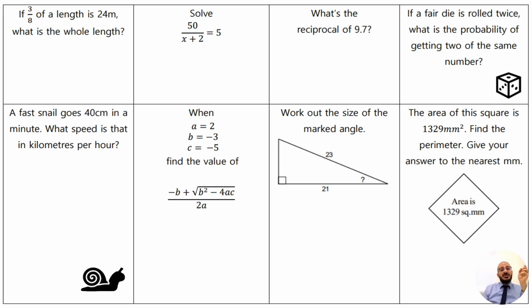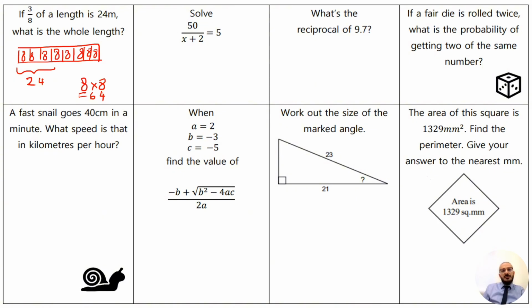Starting off with the first question, if 3 out of 8 of a length is 24 meters, what is the whole length? So that means if I have this divided into 8 sections, knowing that these 3 sections would be 24, each part of this then is going to be 8. So this means we are going to end up with 8 times 8, which is 64.